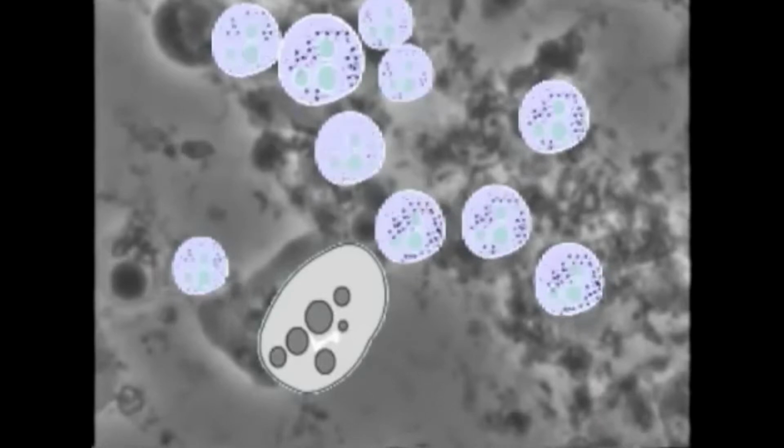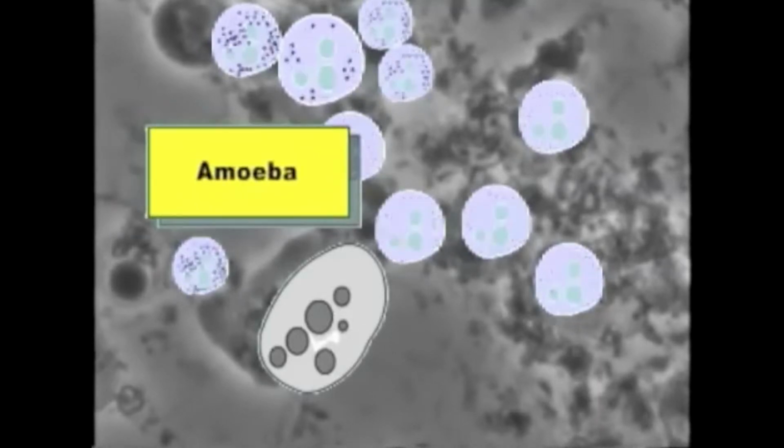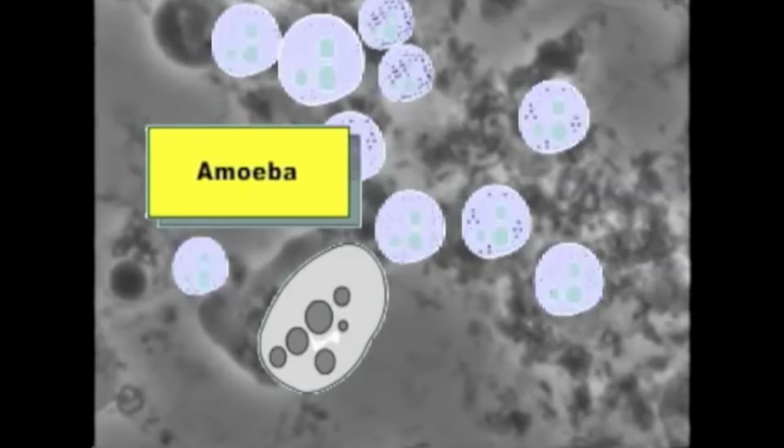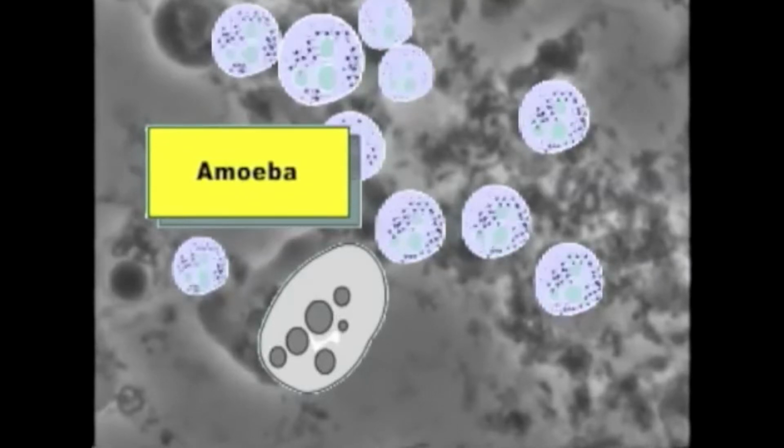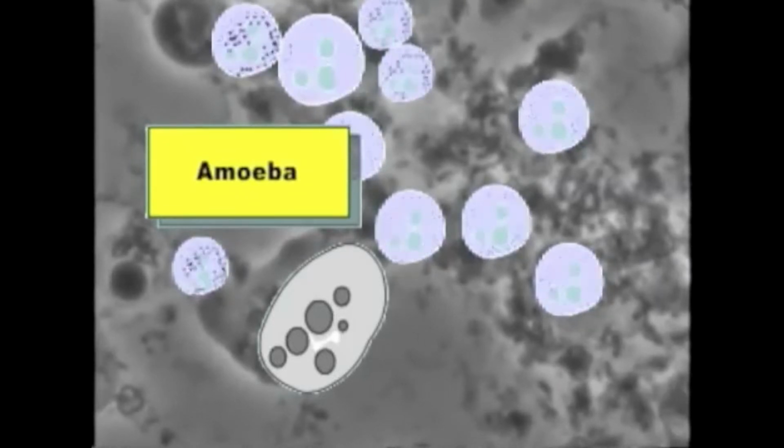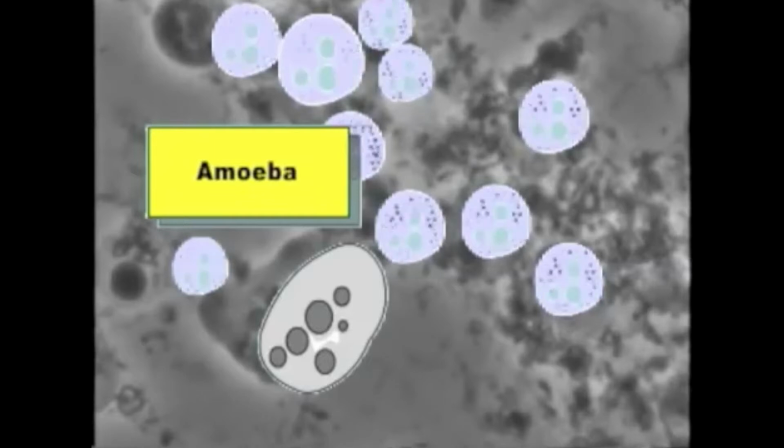This is a large amoeba. It is a one-celled animal and a parasite. It's often found in severe periodontal infections. It's about to give birth.